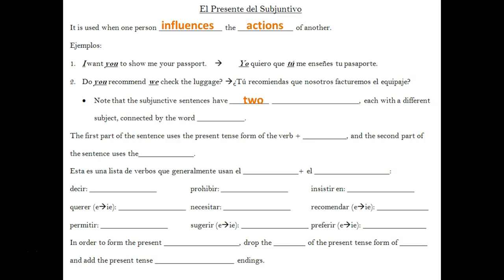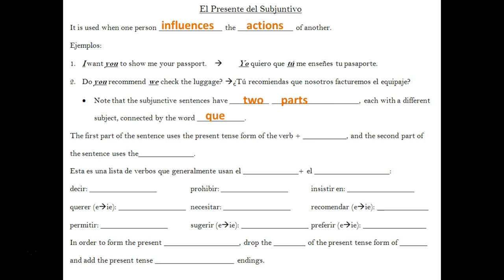Note that the subjunctive sentences have two parts, each with a different subject, connected by the word que. In the first example, there are two subjects. The first is yo, or I, and then you have the que, and the second clause with a different subject, tú, or you. So there are two parts, and they're connected by the word que.